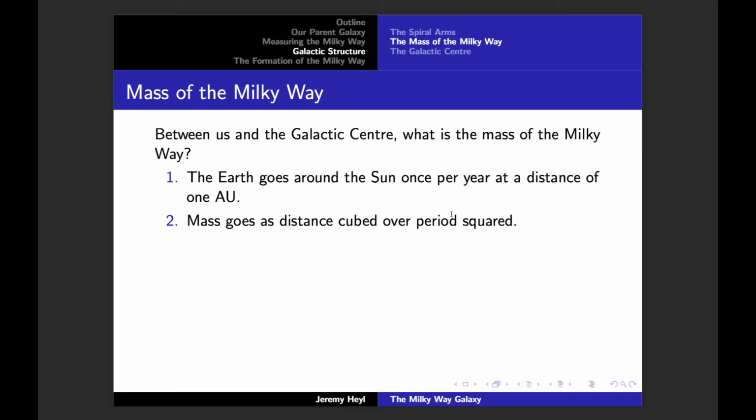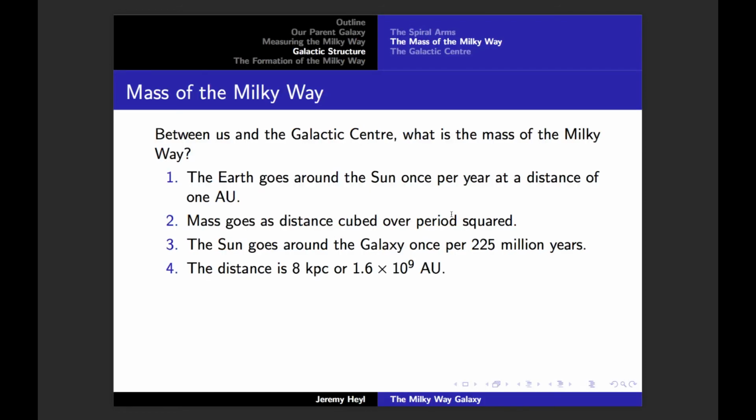Or if I'm at the same distance but it takes me twice as long, the mass is 1/4. It's just a proportionality. But we can use that now because we know the period compared to the Earth going around the sun. The period is 225 million times larger. And the distance is 1.6 billion times larger. So the distance between the sun and the center of our galaxy is 1.6 billion times the distance between the Earth and the sun, which gives you a sense of how big the galaxy is.